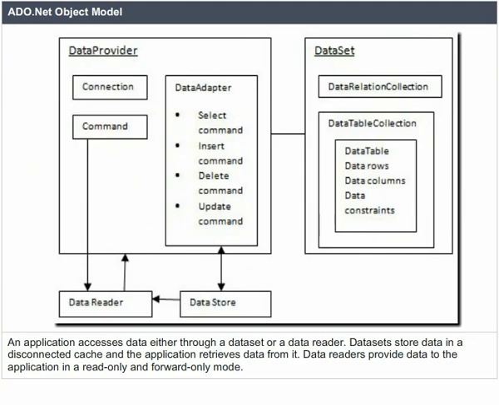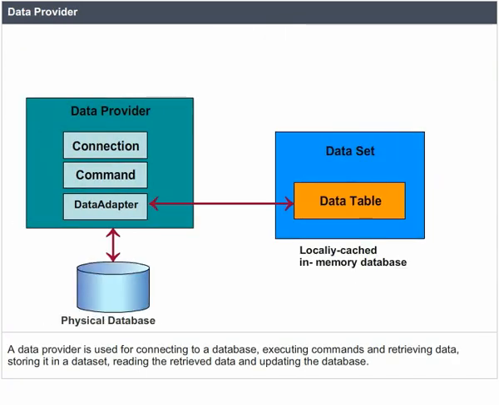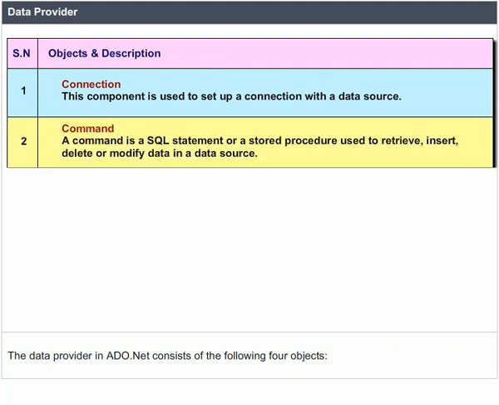Data provider. A data provider is used for connecting to a database, executing commands and retrieving data, storing it in a dataset, reading the retrieved data, and updating the database. The data provider in ADO.net consists of the following four objects. Connection. This component is used to set up a connection with a data source. Command. A command is an SQL statement or a stored procedure used to retrieve, insert, delete, or modify data in a data source.